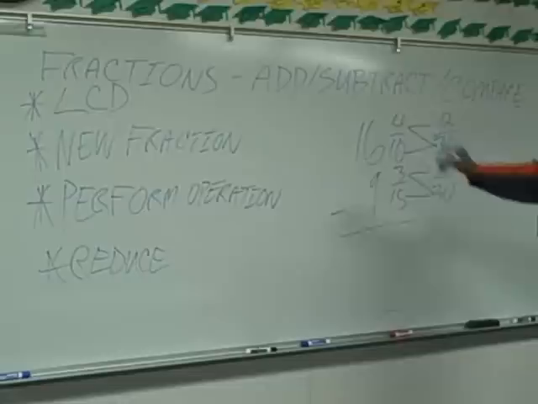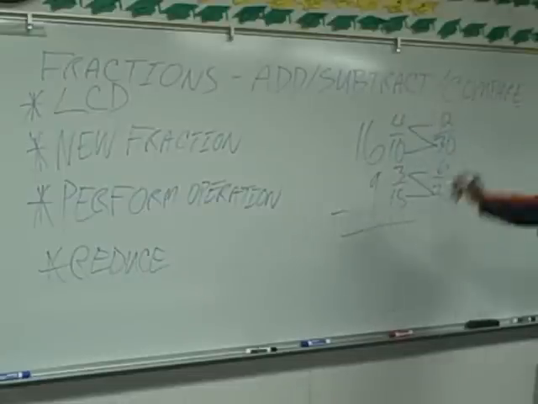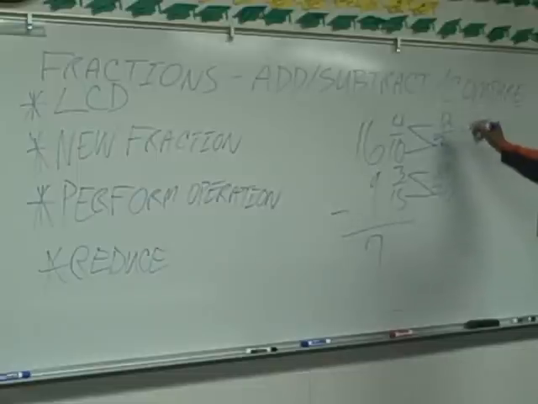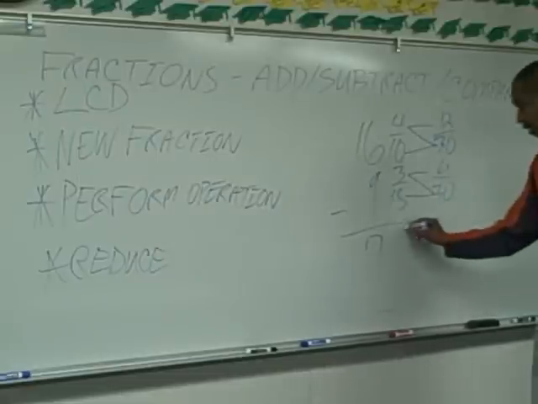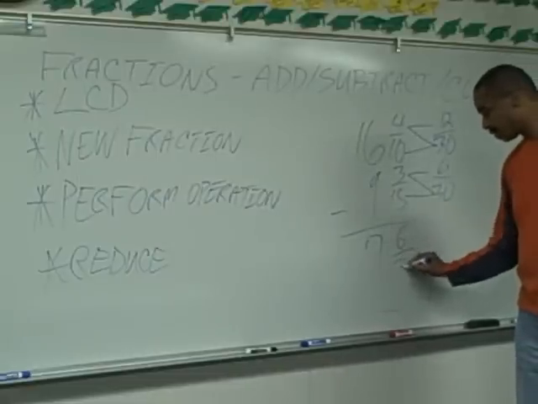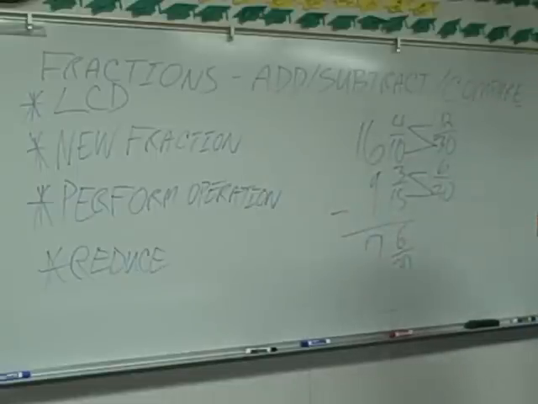Okay? So 16 minus 9 is 7. 12 minus 6 is 6, all over 30. Are we done? No. What do we have to do now? Reduce it. So how do we reduce it?